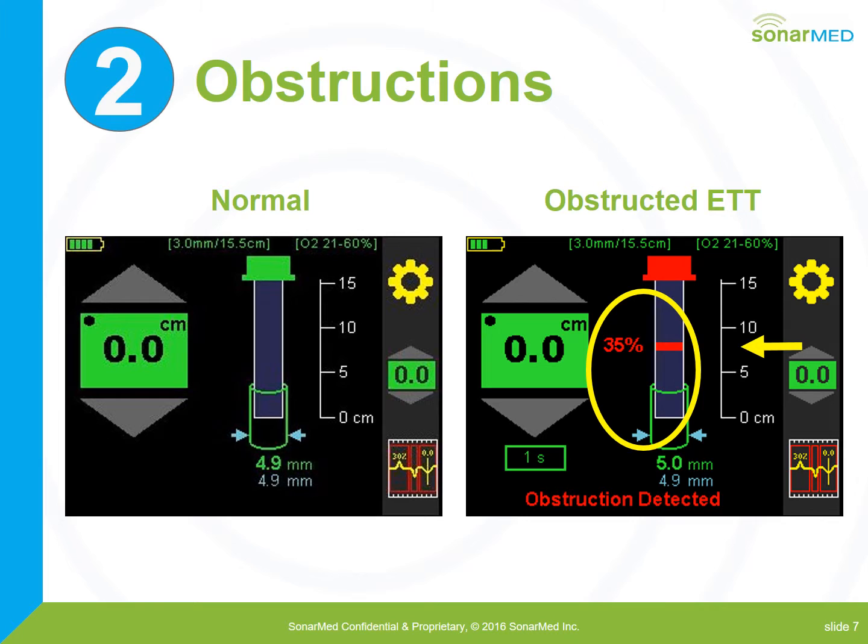Now, in this case, the alarm is going off, telling me that there's an obstruction detected. You can set that alarm to alarm wherever you would like it to, but you'll begin to see an obstruction at 20%.